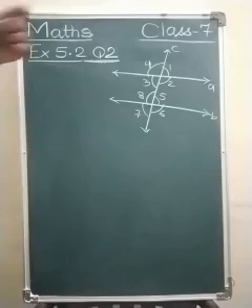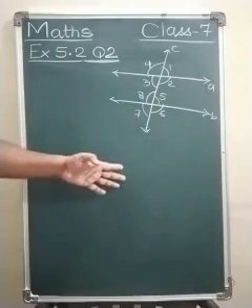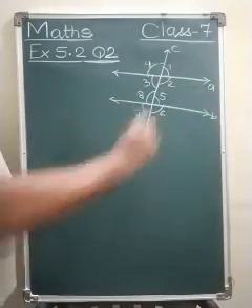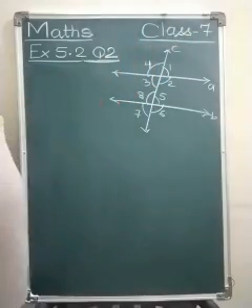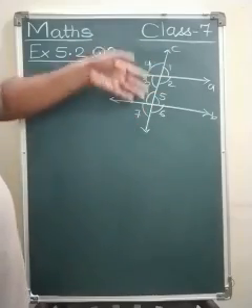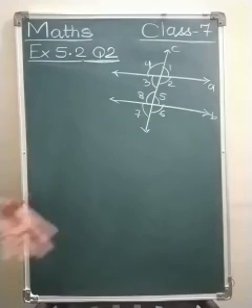Okay, we move towards question number 2. Now the same kind of figure we have seen in the explanation, but only the names have changed. Here A and B are parallel, C is the transversal. There we had given names A, B, C, D, E, F, G, H. Here 1, 2, 3, 4, 5, 6, 7, 8. So 8 angles are given. Now some sub questions are given.